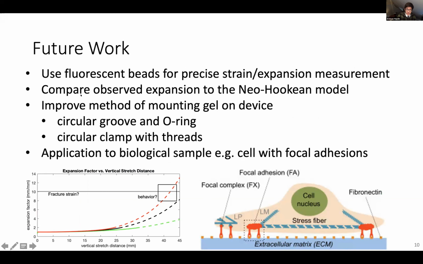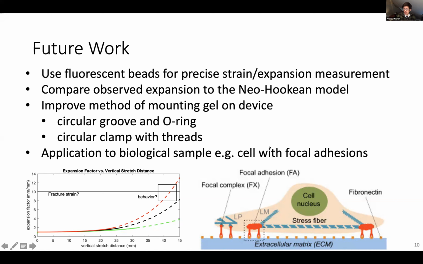In the future, what we want to do is use fluorescent beads for a more precise strain or expansion measurement, and then compare the observed expansion to the analytical expectation using the neo-Hookean model. Another thing that we want to do is improve the method of mounting the gel on the device. Some ways that we could do that is to use a circular groove and an O-ring, which would make it a lot easier to mount the gel. Or we could use a circular clamp with threads on the edges so we could actually screw the gel onto the device. And ultimately what we want to do is apply this expansion microscopy technique to a biological sample.